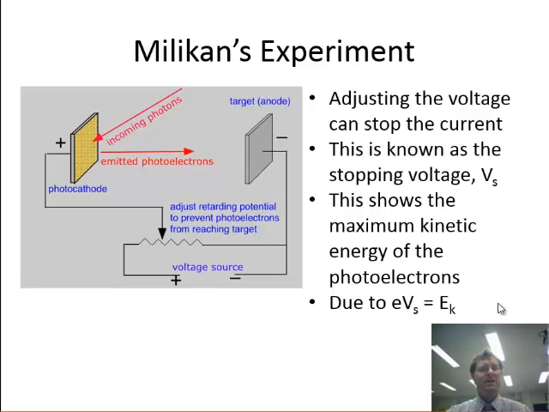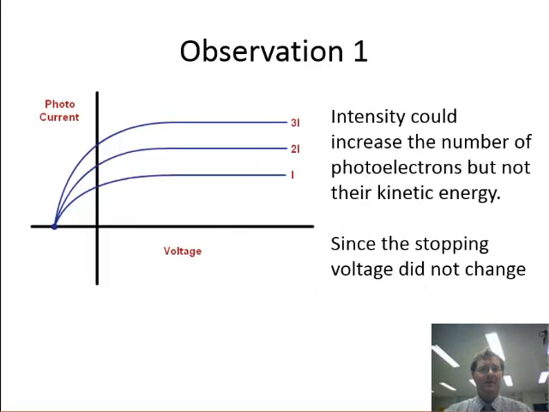So there seemed to be a certain point when the photoelectrons didn't have any more energy. It was their maximum kinetic energy. So from this, further observations were made. Number one observation was that if you increase the intensity, you can increase the number of photoelectrons. So the amount of electrons creating a current could increase, but it didn't increase their kinetic energy. That means the stopping voltage stayed the same.